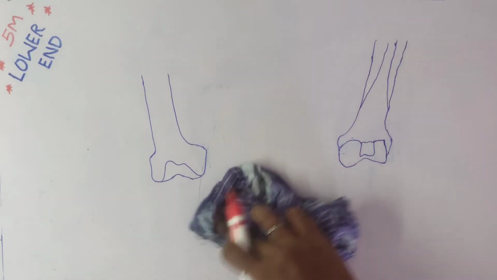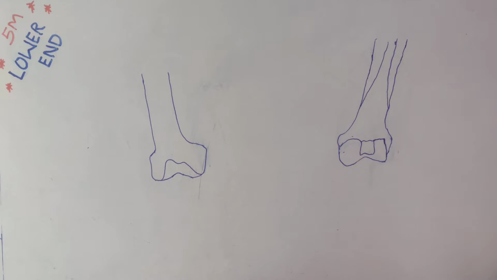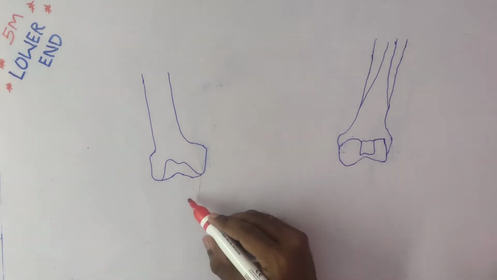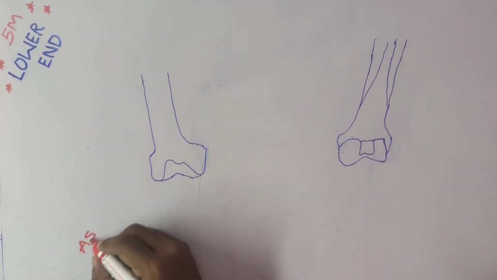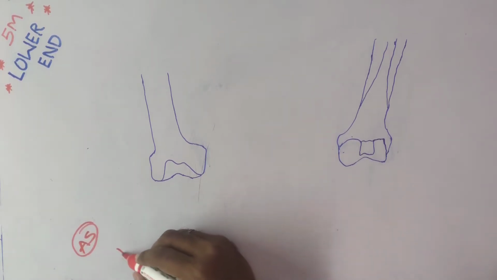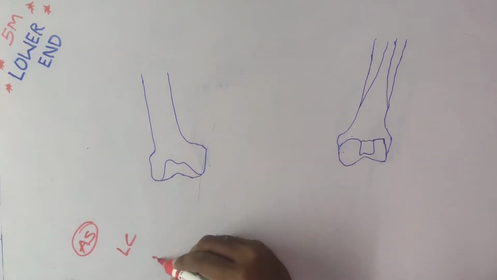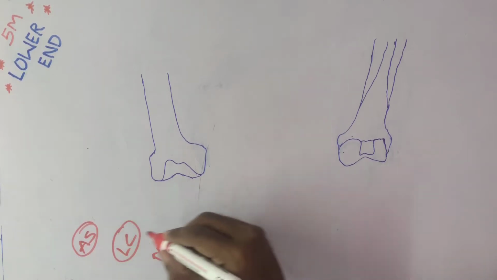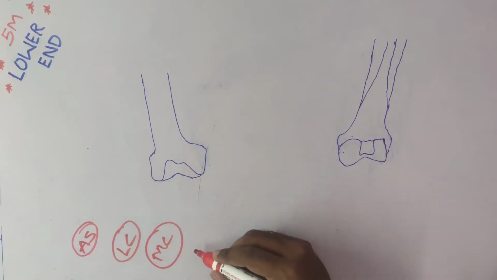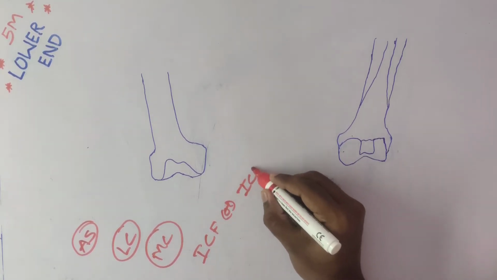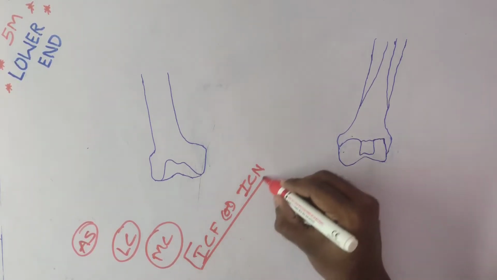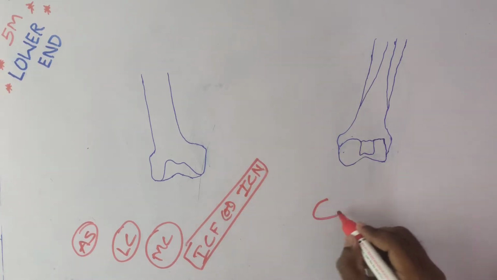Today our class is about the lower end of femur. The lower end of femur has the articular surface, the lateral condyle, the medial condyle, and the intercondylar fossa or intercondylar notch. These four concepts we are going to discuss in today's class along with the clinical anatomy.